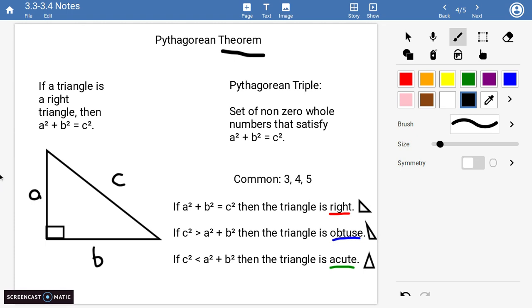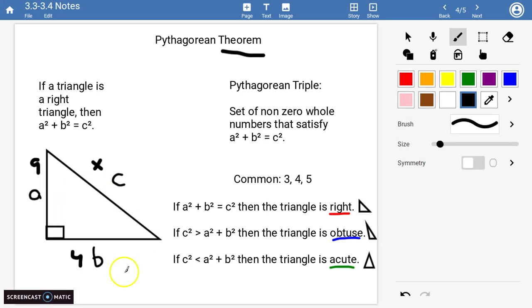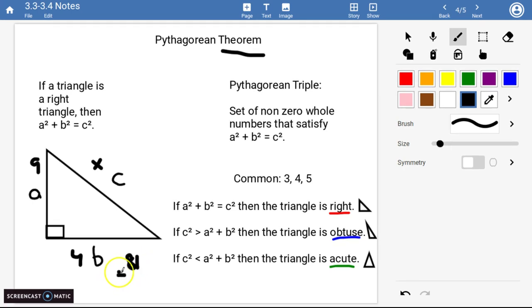I mean, let's say a was 9, b was 4, find c. We could just label that as x. 9 squared is 81 plus 16. Let's see. 81 plus 16 is going to be 97. c squared equals 97. And then really what c would end up being is the square root of 97.